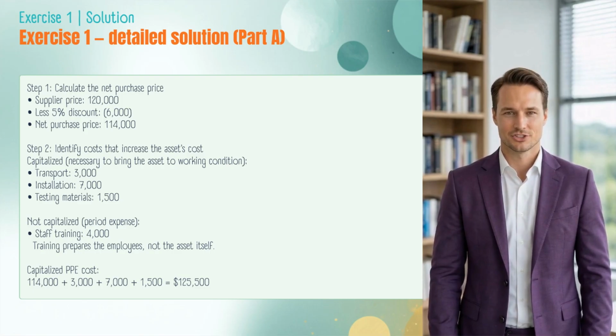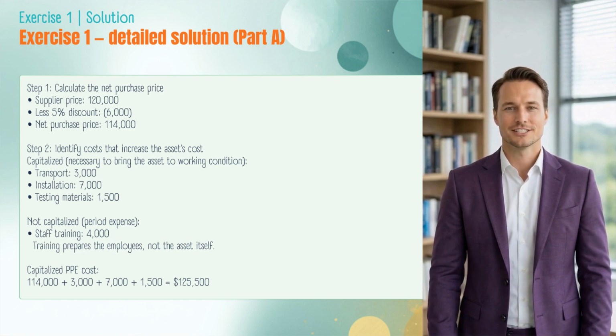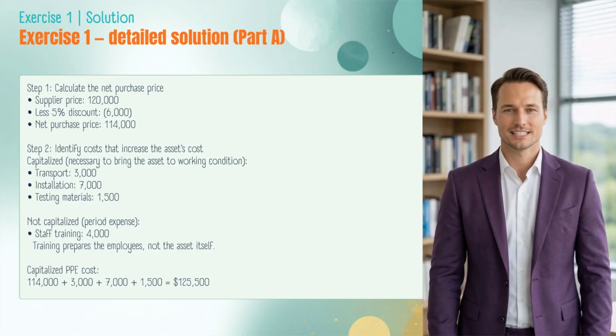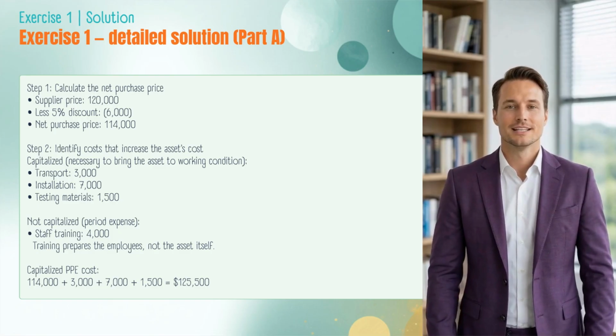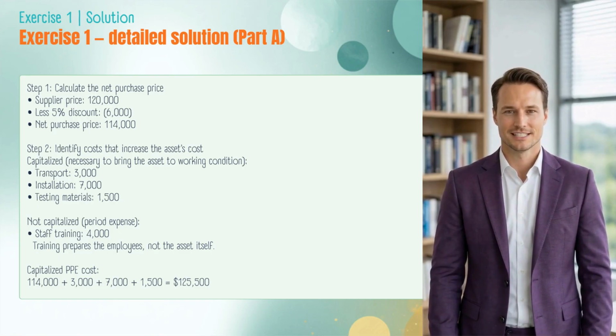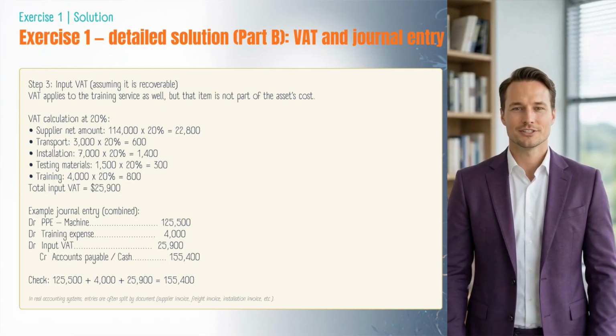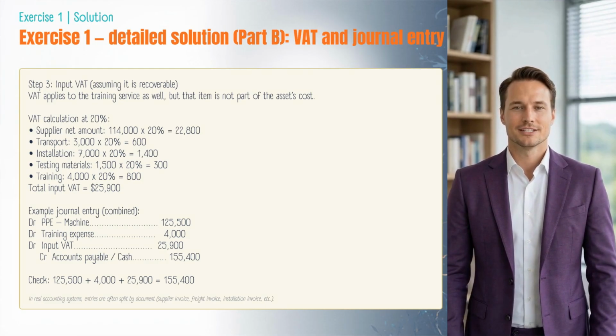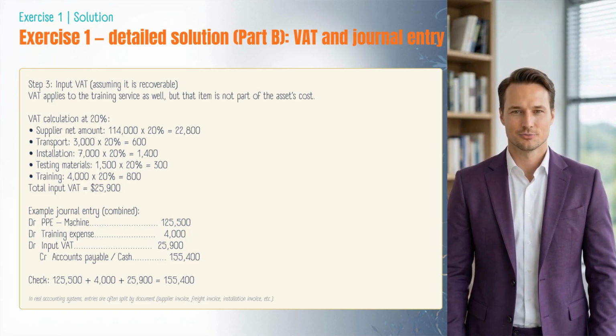This step teaches a very important principle. Not every cost connected to a purchase belongs in the asset account. A practical tip is to explain each item in words before deciding where it goes. Now we complete the solution by calculating input VAT and preparing the journal entry. Because input VAT is recoverable, it is recorded separately and does not become part of the machine's cost.